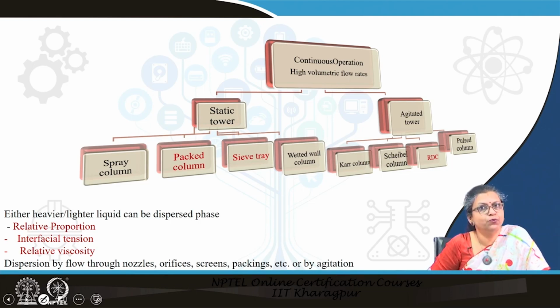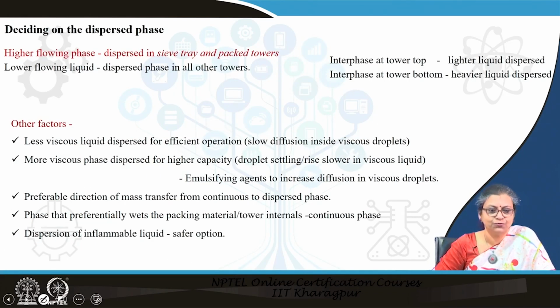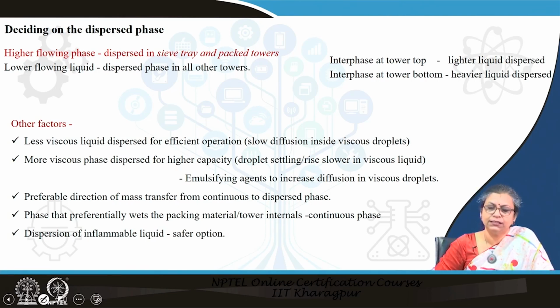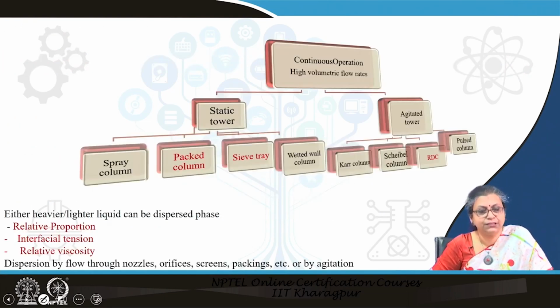Firstly is the relative proportion of the two phases. In mixer-settler arrangements, I had already told you that the phase with a lower volume fraction is dispersed. Naturally, it will require less energy to disperse a smaller amount of the liquid. But it is very interesting to note that in the case of sieve trays and packed towers, the phase with the higher flow rate is dispersed, and for all other towers, the phase with the lower flow rate is dispersed. Next thing is relative viscosity.